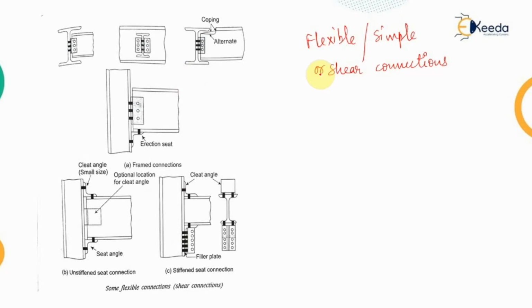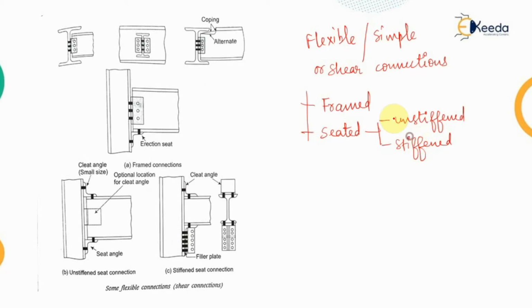Now, these flexible or simple connections or shear connections can be further classified into categories. Primarily these are of 2 types, that is the framed connection or the seated connection. Now, these seated connections are of 2 further types: one is the unstiffened seated connection, and the second one is the stiffened seated connection. So everything will be clear one by one. So the framed shear connection, or the framed simple connection.